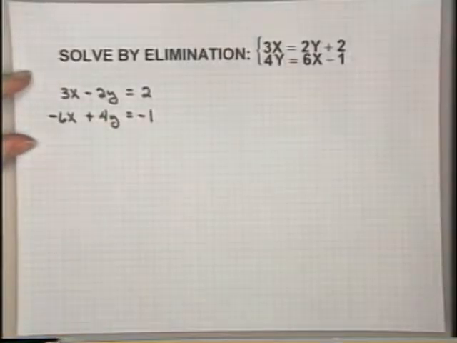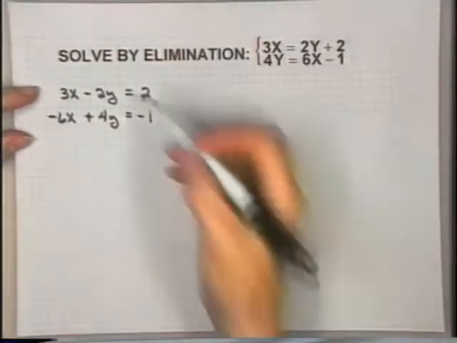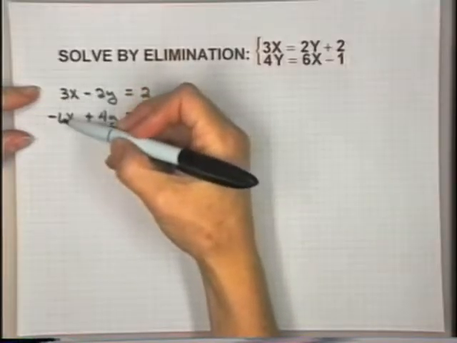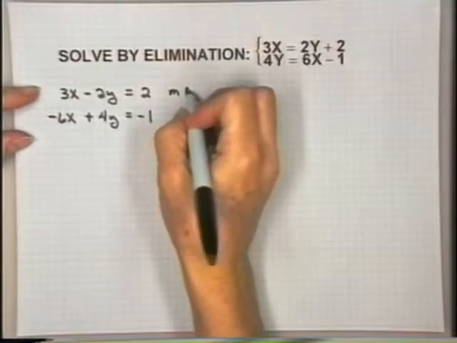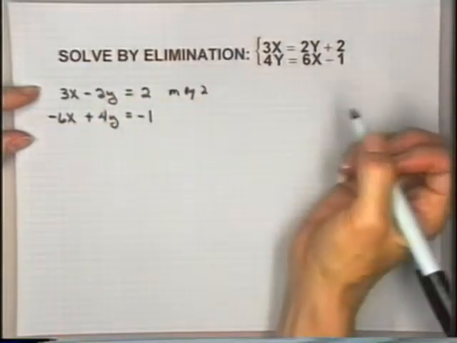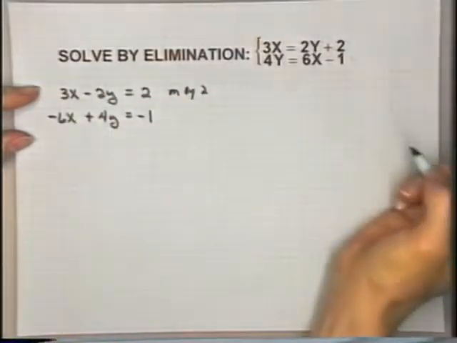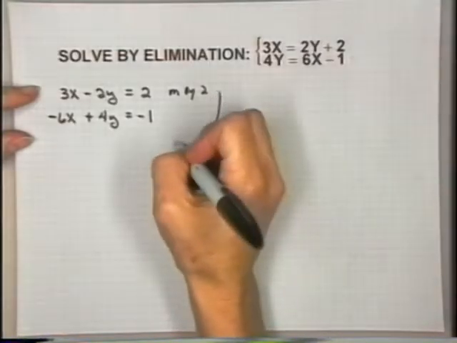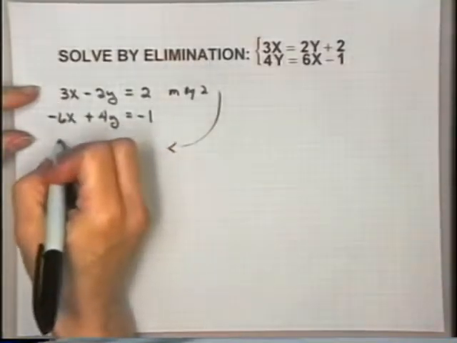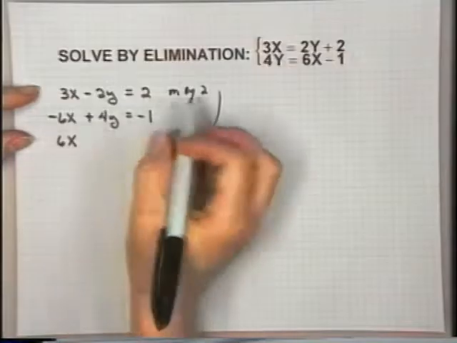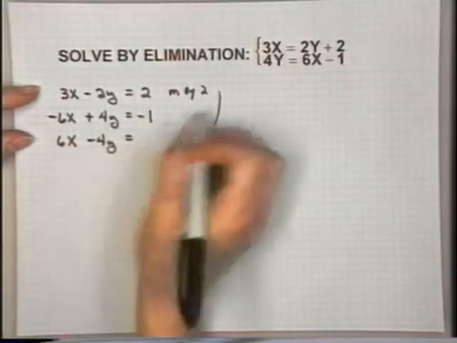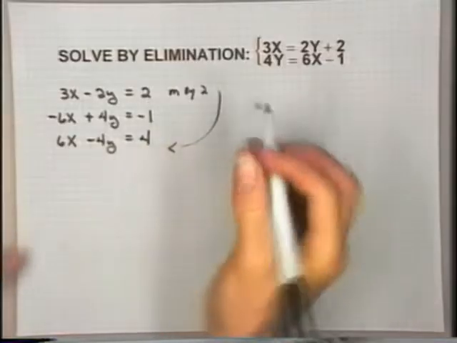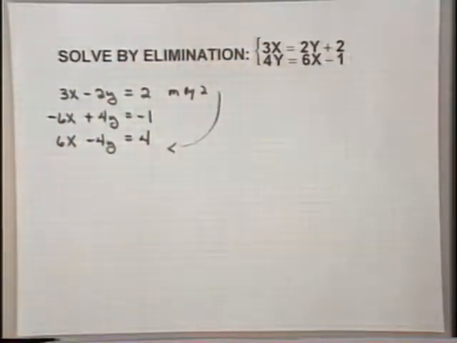Now I need to get opposites in front of either x or y. Just looking, I notice if I multiply this top equation by 2, then I'm going to get a 6x, which is opposite of negative 6x. So I'm just going to bring that down here. Multiplying by 2, 2 times 3x is 6x. 2 times negative 2y is negative 4y, and 2 times 2 is 4. Be sure that you multiply all terms on both sides of the equation by this number.